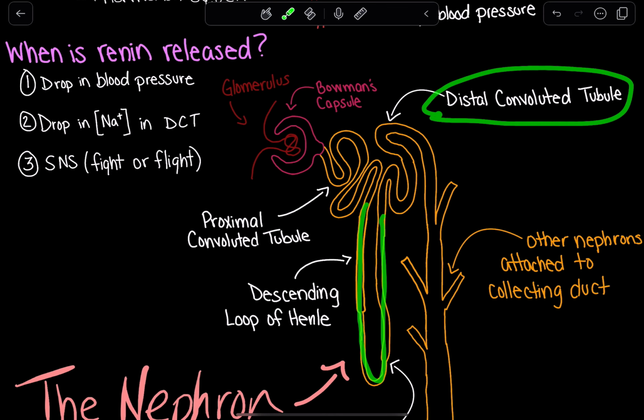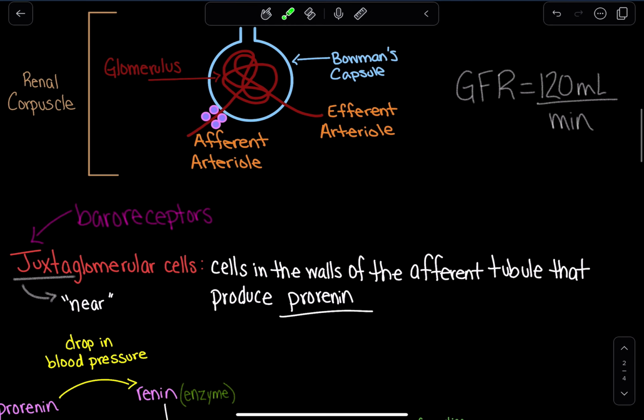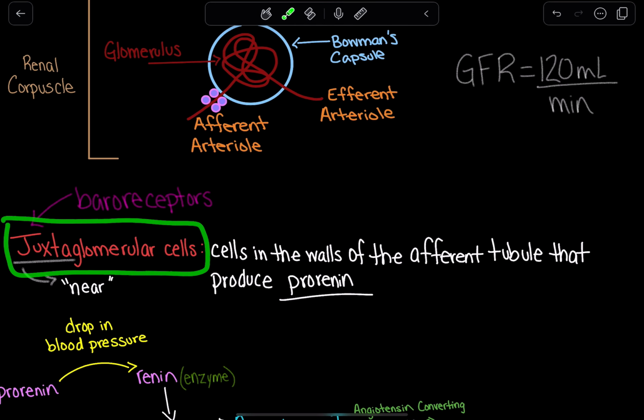Now, in our distal convoluted tubule, we actually have a specific cell type called the macula densa cells. And the macula densa cells are chemoreceptors which detect the concentration of sodium. And if the sodium levels are low, the macula densa cells in the distal convoluted tubules will signal to the juxtaglomerular cells to release renin. And we'll get into that in more detail in a second. And then the last point in which renin is released is by the sympathetic nervous system, which is our fight or flight response. Now, going down over here, I mentioned a few times the juxtaglomerular cells.